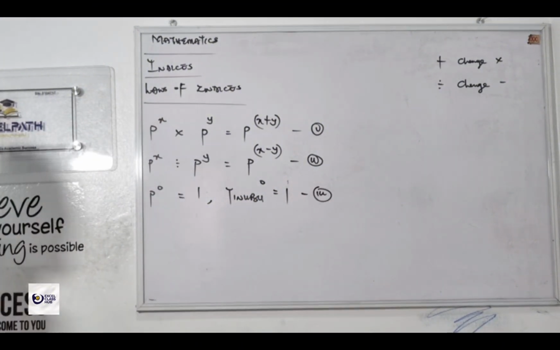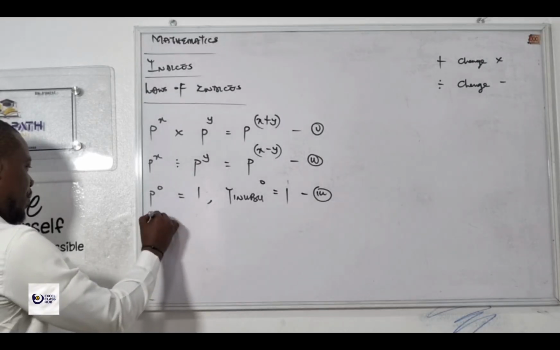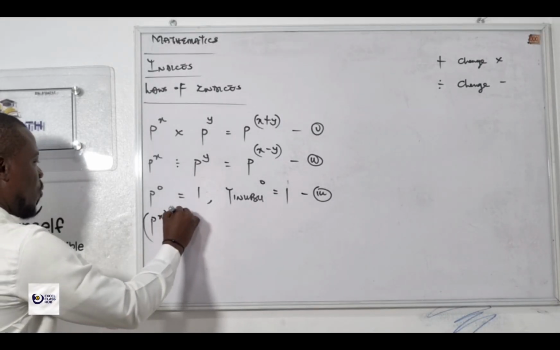Law 4: if you have something like this, p raised to the power of x, and you have y outside.